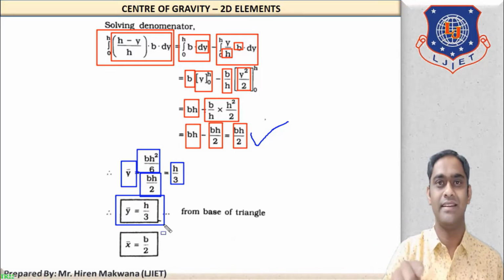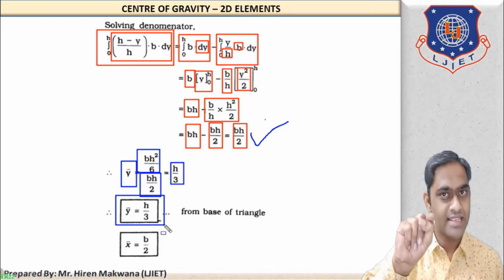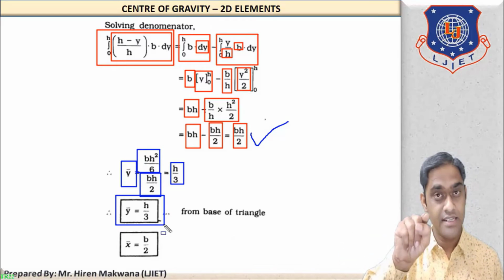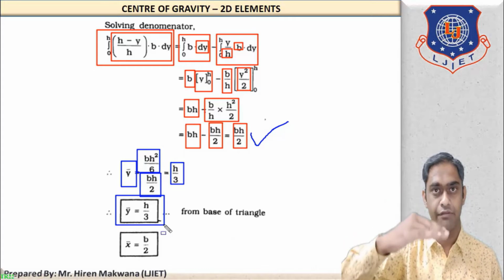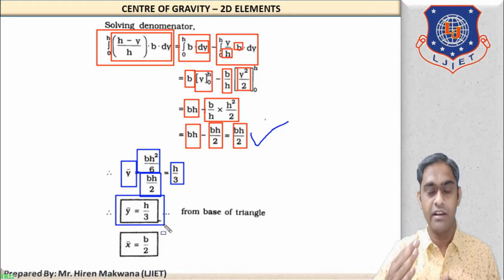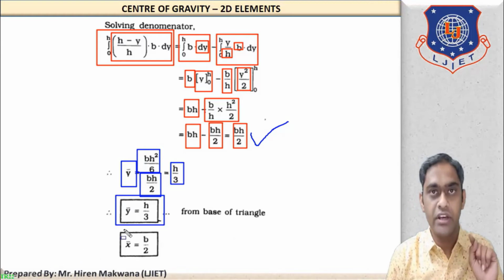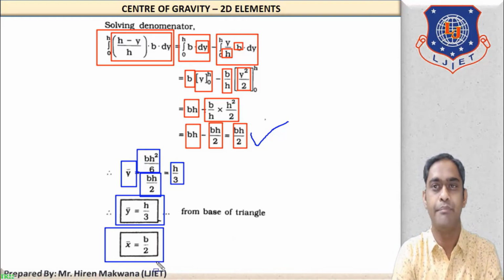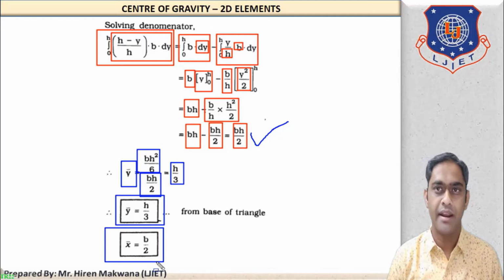So now you will be clear. What is y bar? It is h by 3 from the bottom. So where is the CG of the triangle? It is at a distance of 1/3 of the height from the base, as we have taken in the numericals till now. Now the triangular figure is symmetrical about the y-axis, so x bar will be directly taken as b by 2. So here is the formula for x bar and y bar of the triangular lamina.